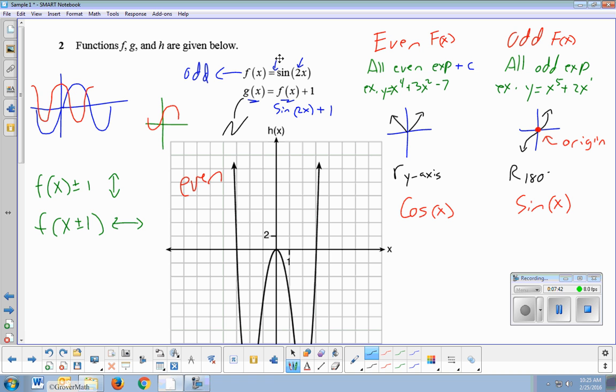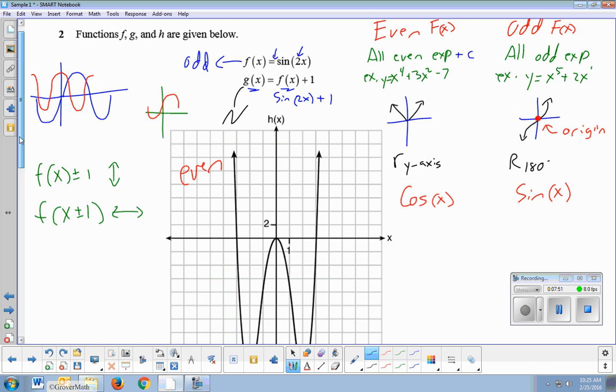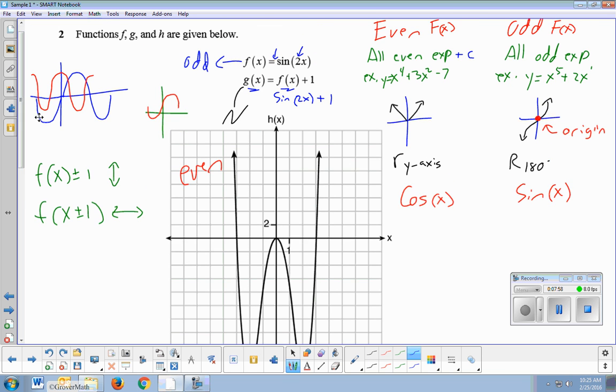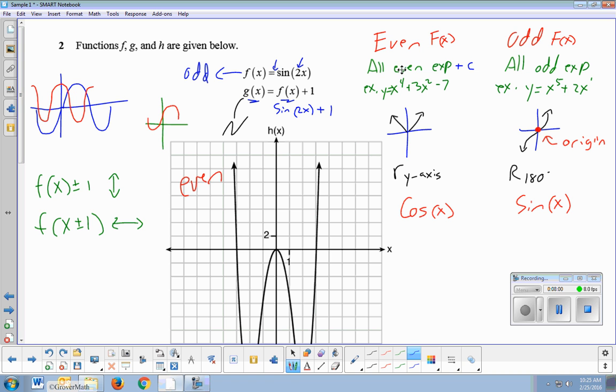So sine without a translation is odd. A sine with a translation up or down is neither. And this graph h of x they gave us is clearly symmetrical on the y-axis, so that's an even function there too. So remember these things here. This is really important to know this information.